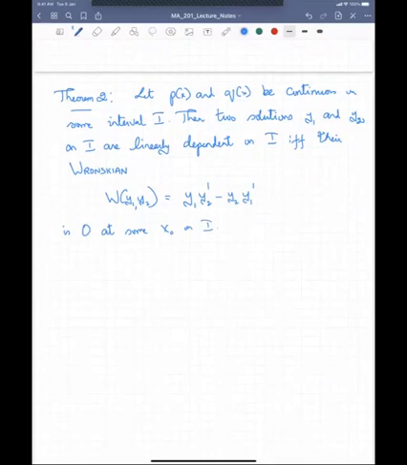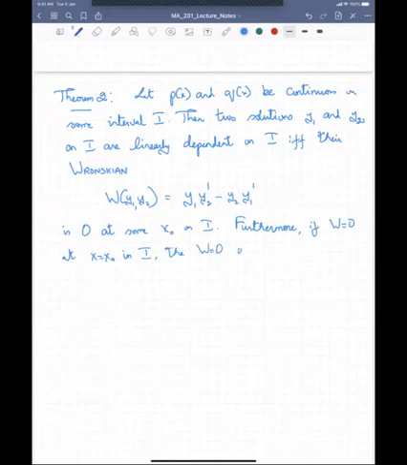Okay, so this is a rather big statement. There is a bunch of statements, but we'll unpack them one by one. Furthermore, if w equals 0 at x equals x0, at one single point in I, then w equals 0 on I, the entire region. So all you have to check is if w equals 0 at some point in the interval.